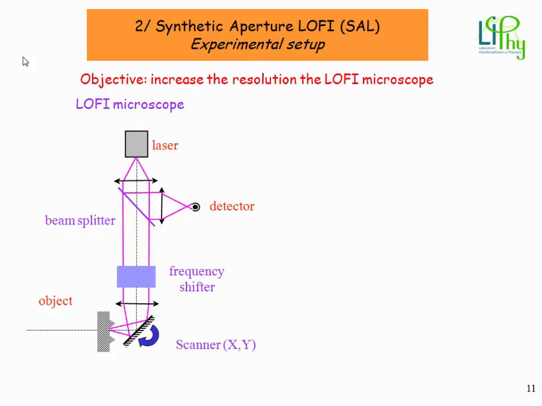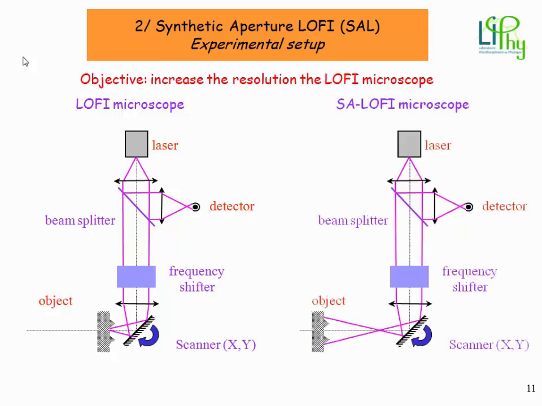So now I would like to explain how it is possible to extract from the LOFI setup a synthetic aperture image. To begin, I recall to you that in the LOFI microscope, again shown here, the resolution of the image is simply given by the size of the focal spot, which is focused on the object, and that the image is obtained by a scanning of the laser beam on the object.